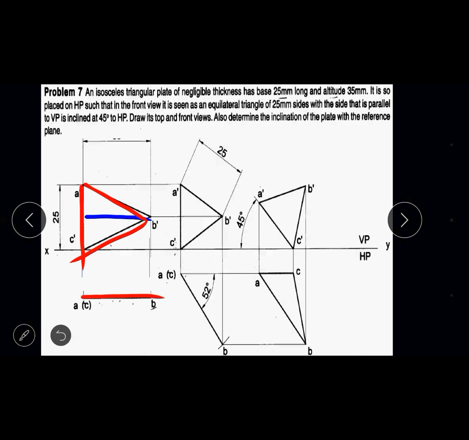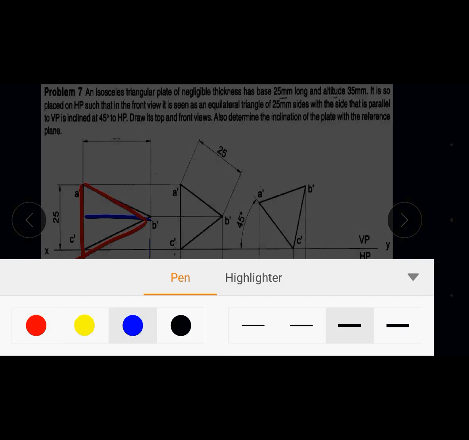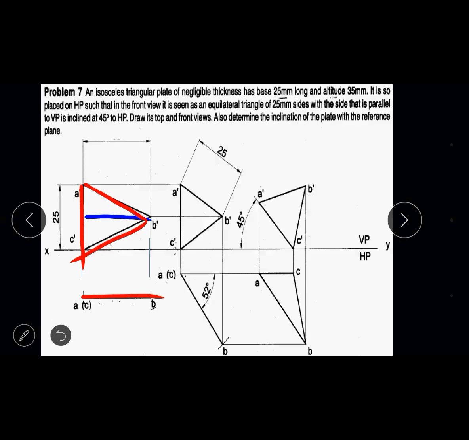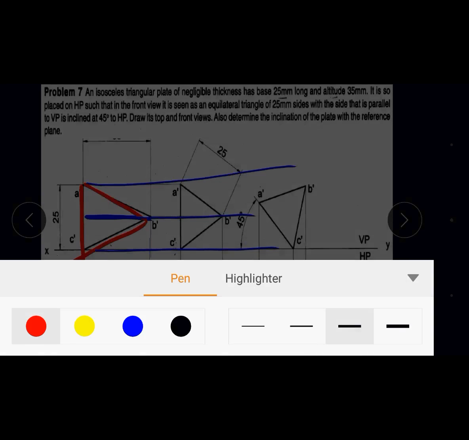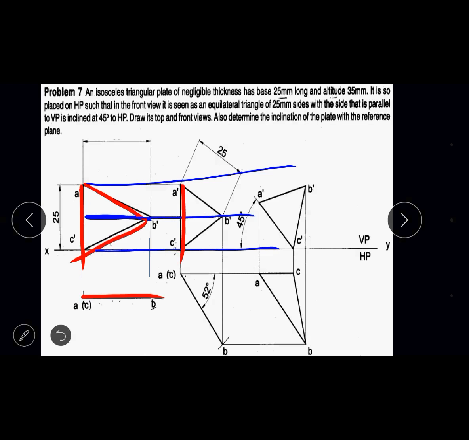So in the next step, draw the projection line. You will be drawing the projection line from the isosceles triangle, and then you will be marking the 25 mm line. Mark the 25 mm line and then take your compass, measure 25 mm radius, cut an arc and bisect the arc, join it. So you will get an equilateral triangular lamina of 25 mm side. So we got the front view in the form of an equilateral triangular lamina.